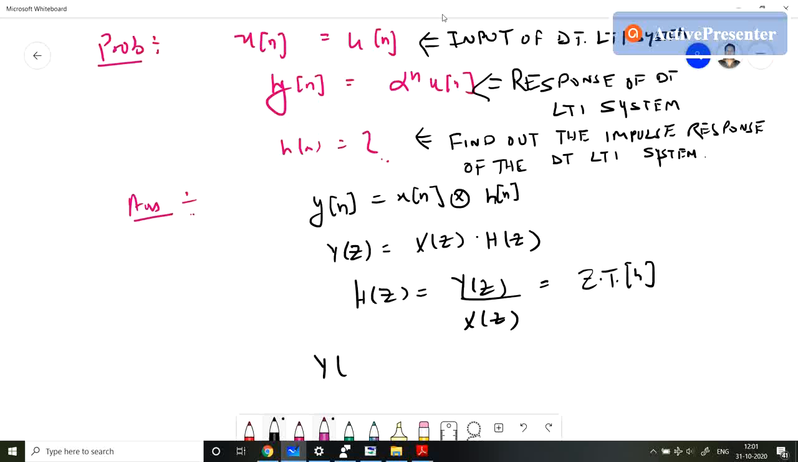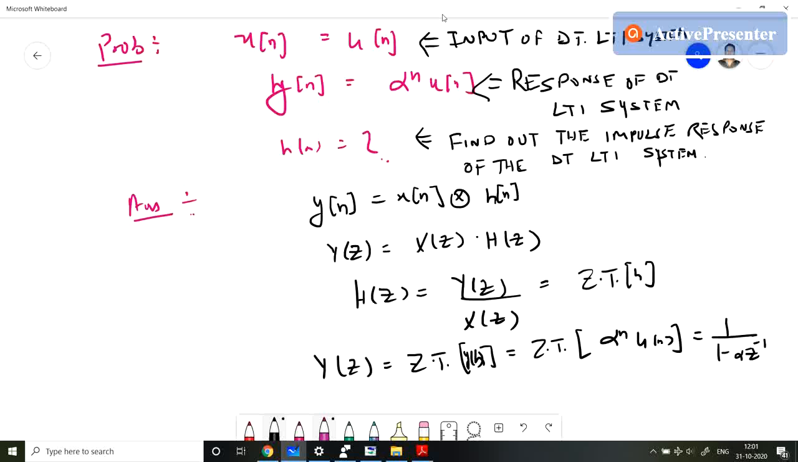Now YZ is given. YZ is the z transform of yn, and that is the z transform of alpha raised to the power n un. So that is equal to 1 divided by 1 minus alpha z inverse. So this is YZ. And XZ is the z transform of xn, and that is equal to 1 divided by 1 minus z inverse.